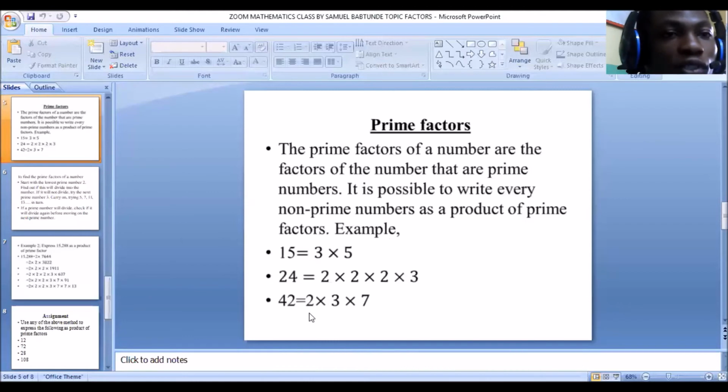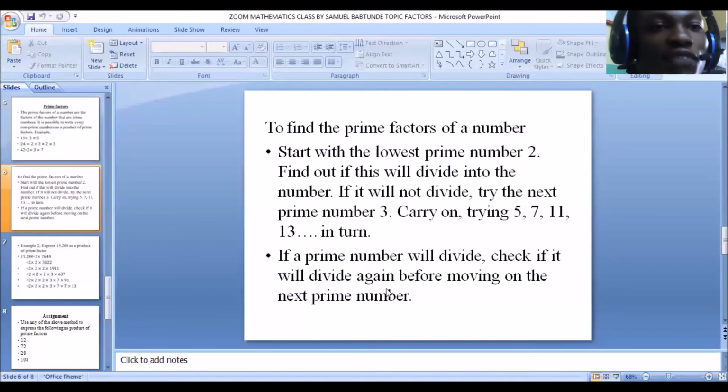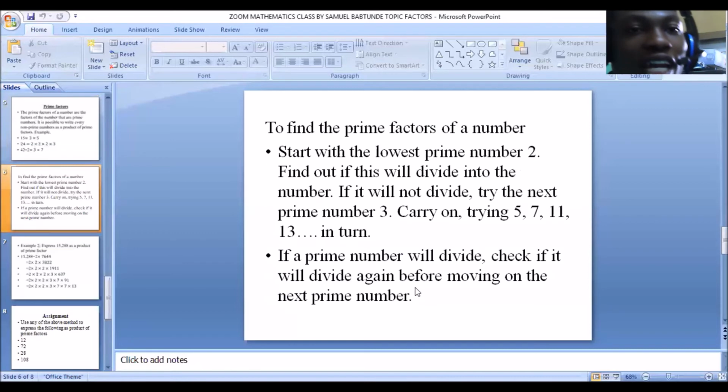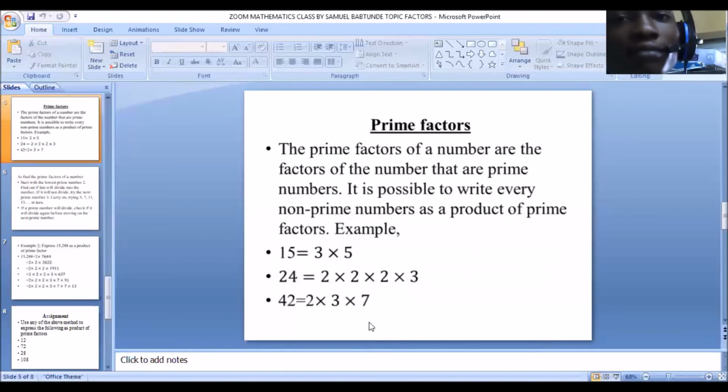Now 2 goes into 42, 21 times without a remainder. So I have my 2. Now you check again. Since 42 is divisible by 2, can 2 go into the 21? No, 2 cannot go into 21. So I move to the next prime number, which is 3.